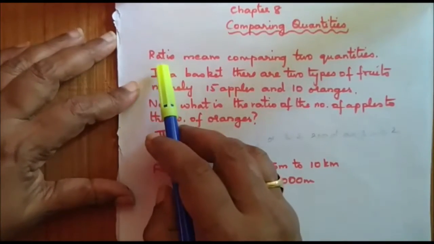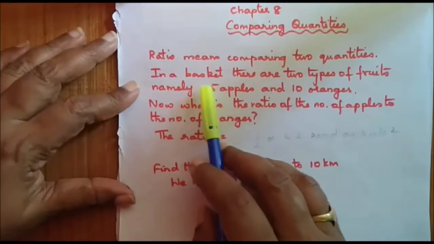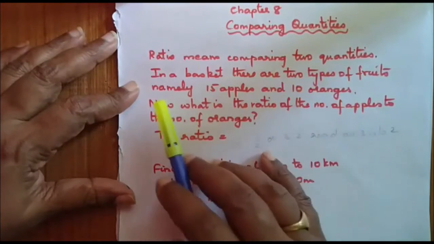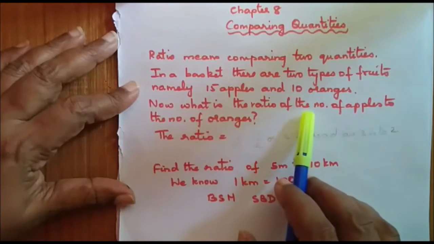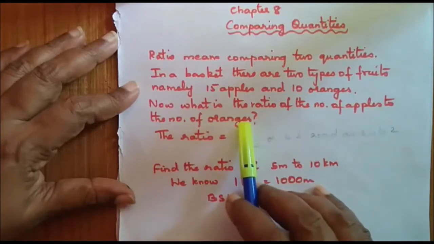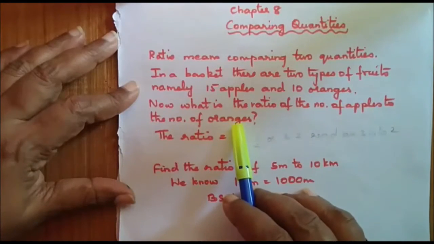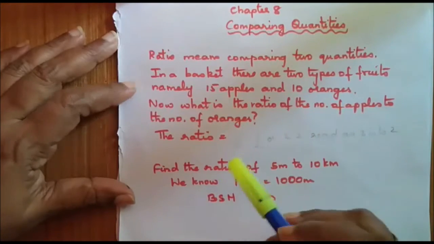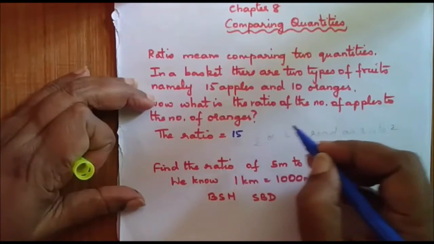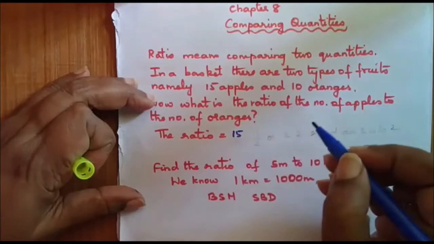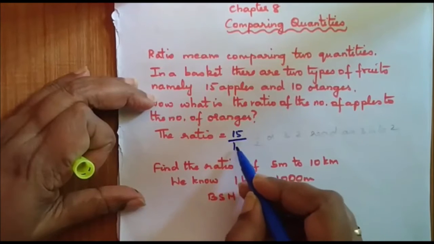Now what do you mean by ratio? Ratio means comparing two quantities. Suppose in a basket there are two types of fruits, say 15 apples and 10 oranges. What is the ratio of the number of apples to the number of oranges? We have asked the number of apples to the number of oranges. The number of apples is 15 and the number of oranges is 10. So the ratio of apples to oranges is 15 by 10.